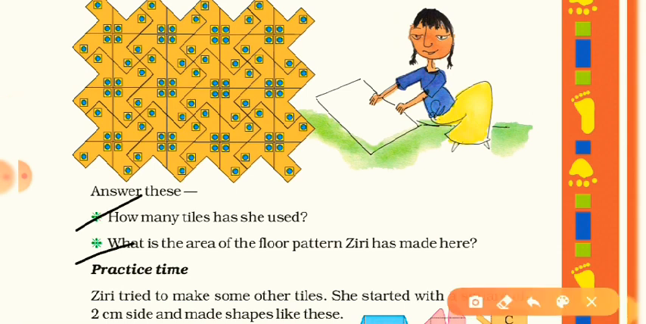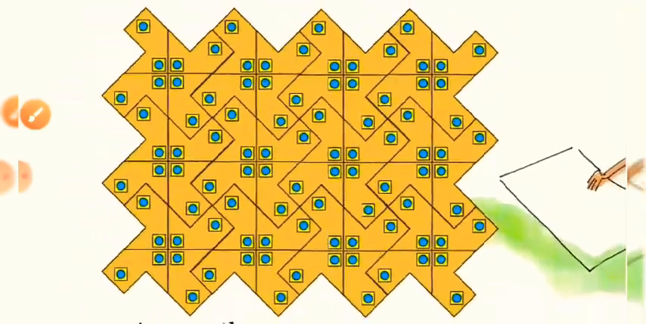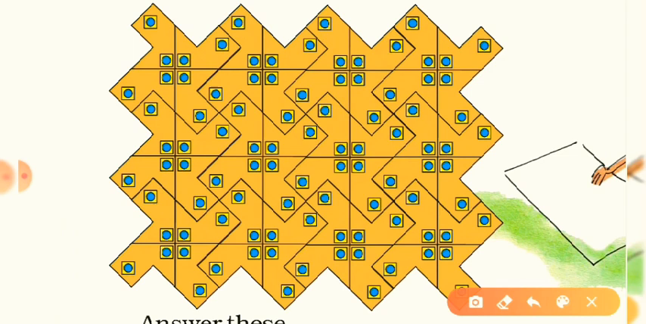So these two questions are here. First is, how many tiles has she used? So first, answer this question. Now let's count the number of tiles. Here you can see that the squares are here: 1, 2, 3, 4, 5, 6. These are complete squares, so we can take it as 6.